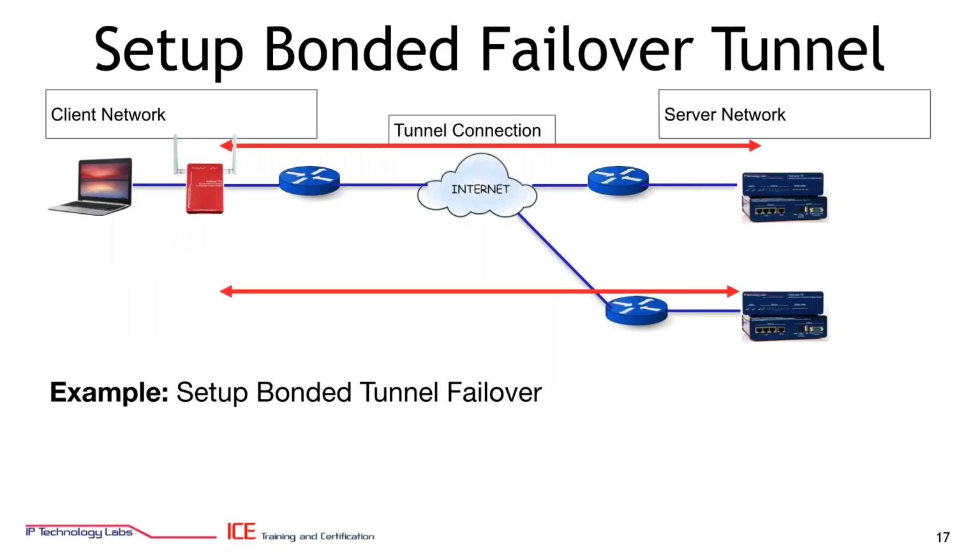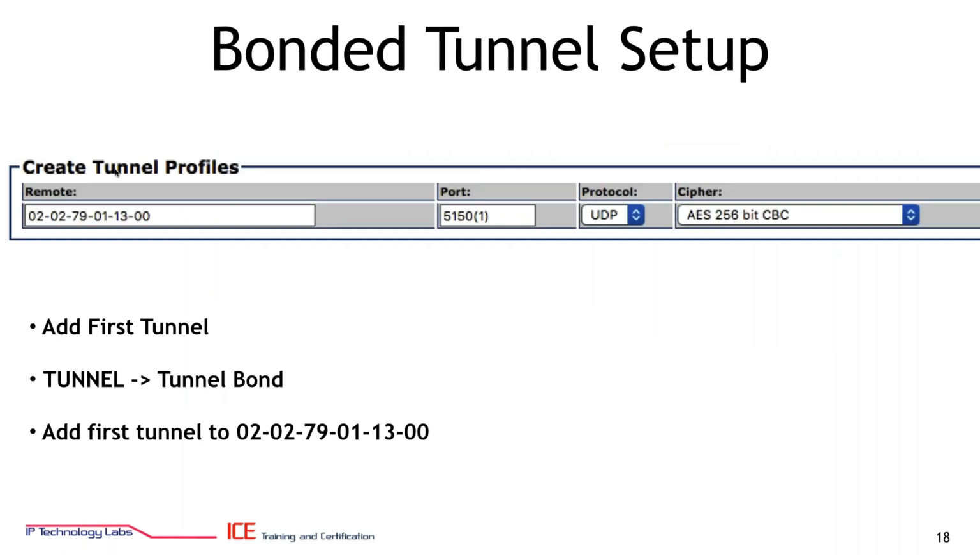So we're going to do a very quick, high-level example of setting up a bonded tunnel failover on a client device. We're going to have two tunnels going to two different servers. We're going into the tunnel bonding page. So you go to tunnel bond, define our first server, define the first tunnel that we're connecting to. And we're going to say, we're sending traffic to this server, UDP port 5150, and we're going to mark all the packets with a 1.